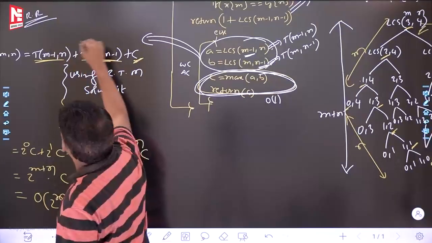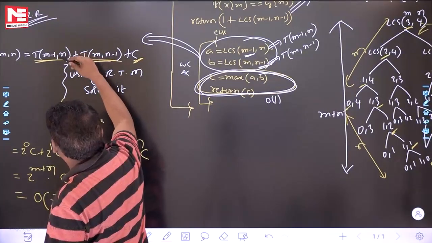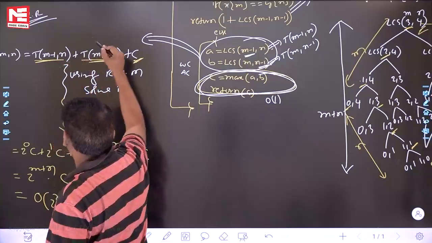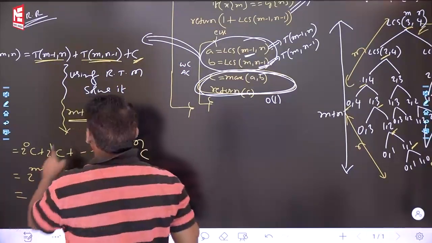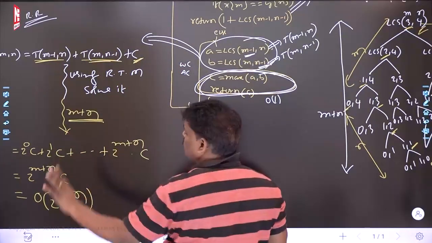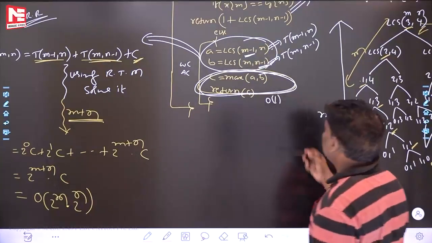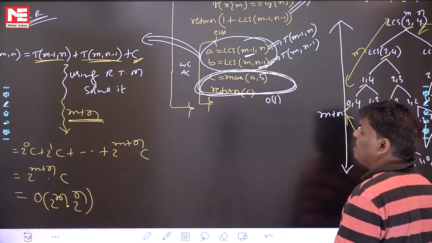Second level, these two will give 2 more C's. Next level, these two will give each 2, 2 square C, and so on. How many levels? M plus n. So this kind of series will come. So, time complexity of this recursive program, worst case, average case, is 2 power m into 2 power n.